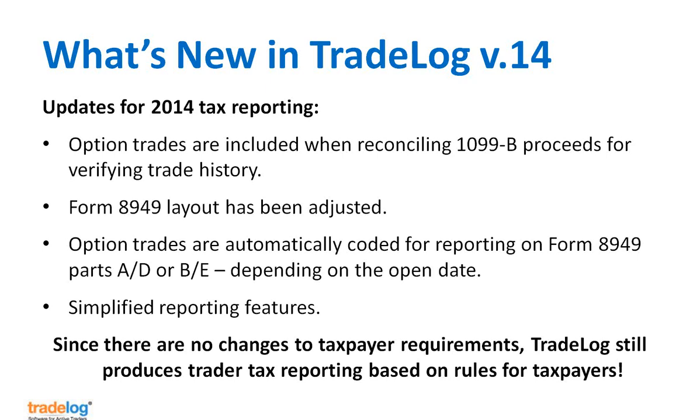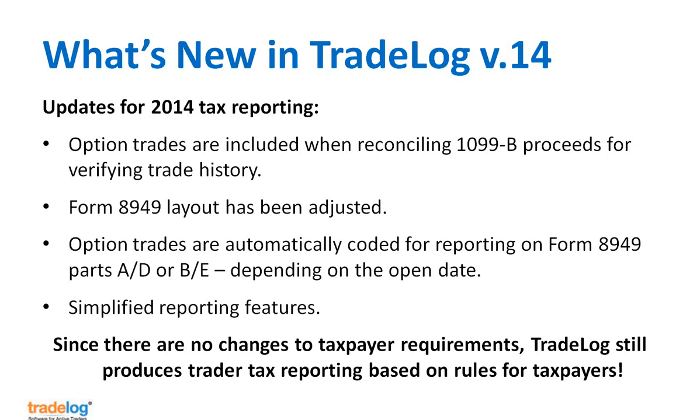Also, Form 8949, as I mentioned, the layout's been adjusted, so in version 14 of TradeLog, you're also going to see those adjustments to Form 8949 reflected on the reporting. Also, because options trades are now reported on the 1099B, this does change on your 8949 where options get reported. Options now are going to automatically be coded in TradeLog to go on Form 8949, either Part A or D, or Part B and E.